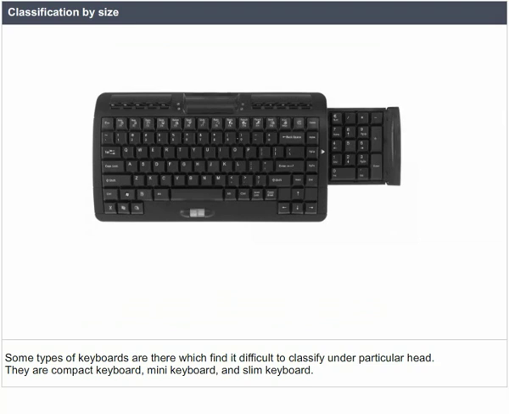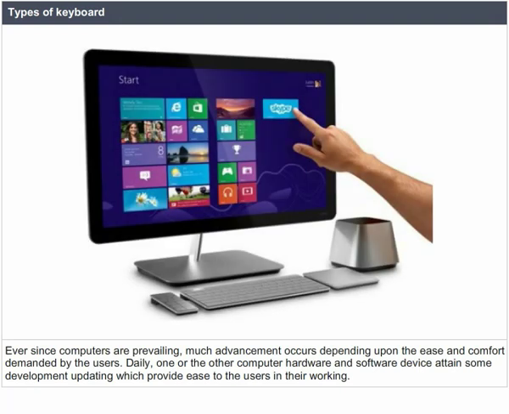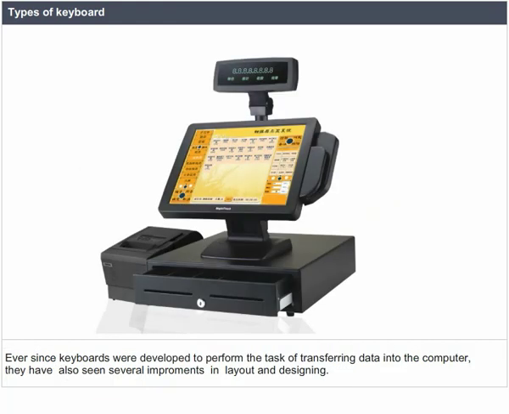Types of keyboard. Ever since the advent of computers, there has been much advancement depending upon the ease and comfort demanded by the users. Daily, one or the other computer hardware and software devices attain some development, updating which provide ease to the users in their working. Ever since the keyboards were developed to perform the task of transferring data into the computer, they've also seen several improvements in layout and designing.